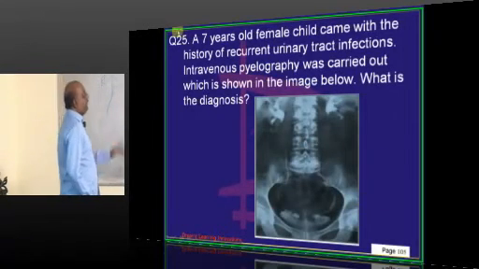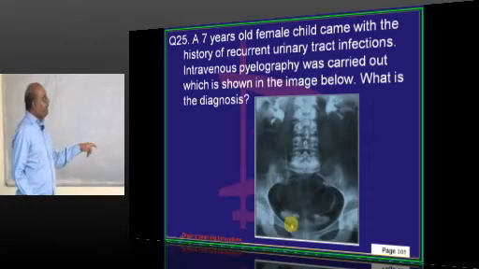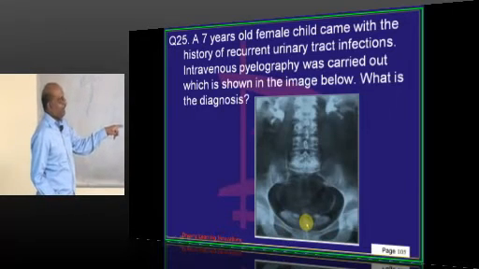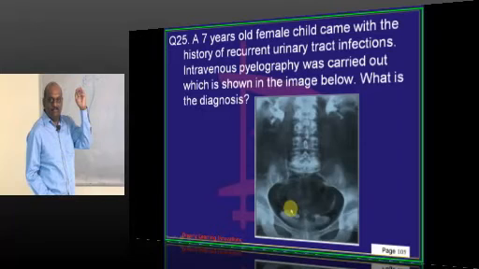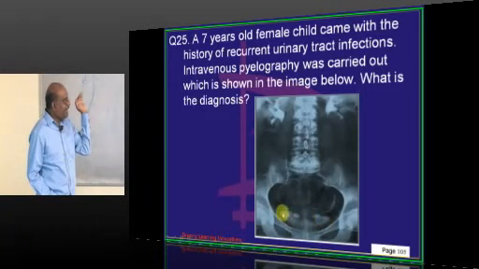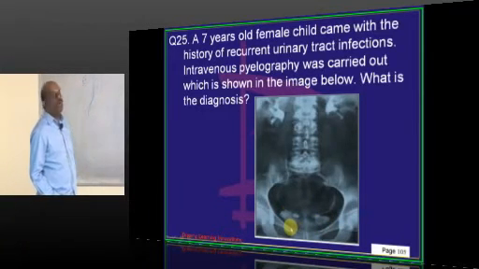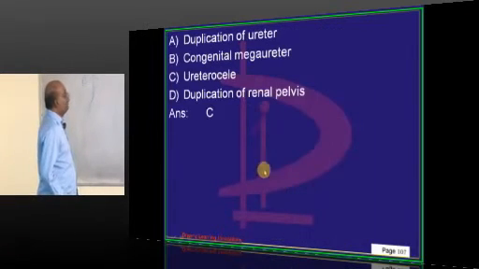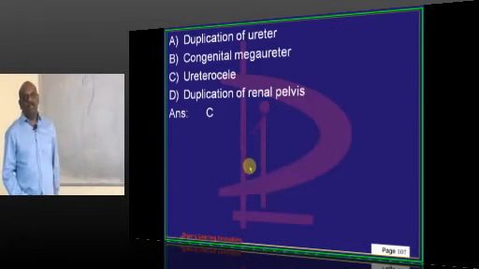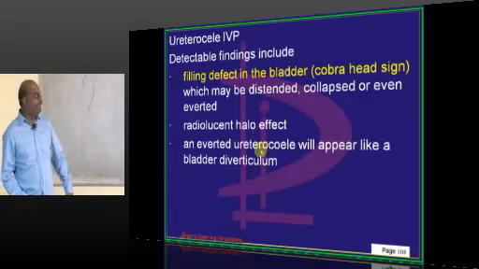Okay, a 7-year-old female, an image has been shown on IV pyelography. What is that called? It looks like a snake adder. Cobra adder jaise cobra dikh rahi hai ya nahi dikh rahi? Dikh rahi na? To kyun cobra ka appearance hota hai? Ureterocele hai to, you will have a typical cobra adder like appearance.